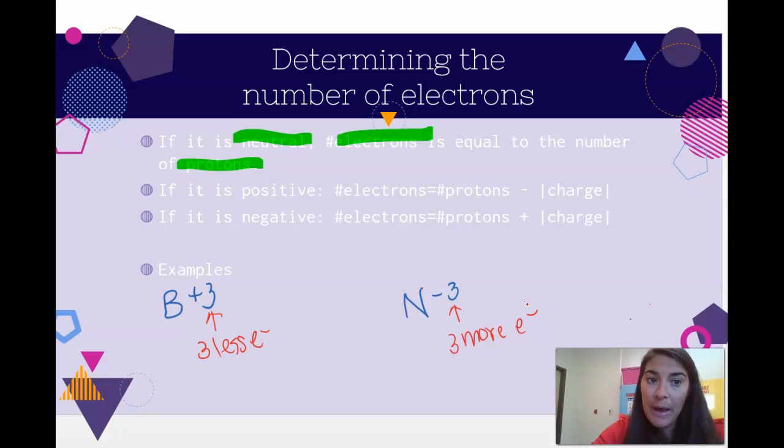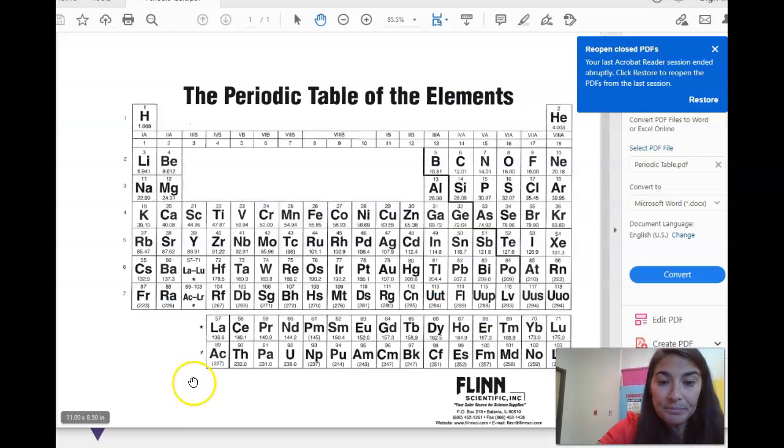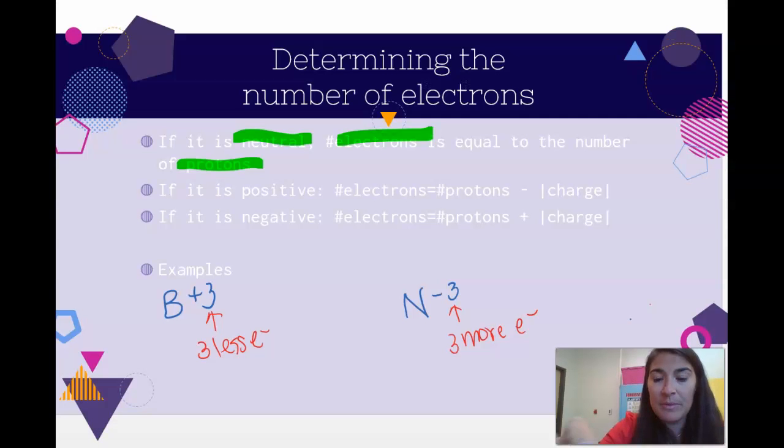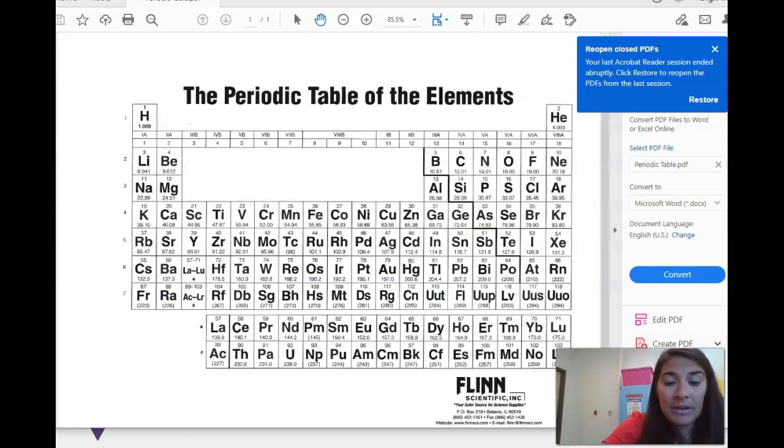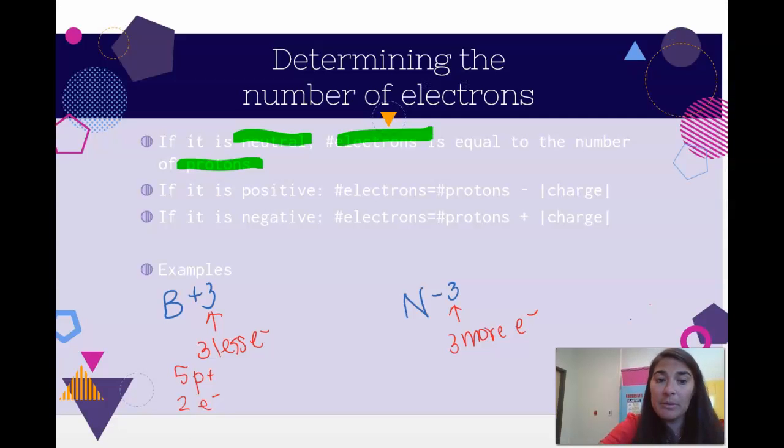So the way we think about that, right, boron is element number 5, which tells me that it has 5 protons. Because it has a +3 charge, that means there are 3 less electrons. So that tells me that there are 2 electrons in this example. Back to nitrogen. Nitrogen is element 7 on the periodic table. So that means that it has 7 protons. Because it has a -3 charge, then I know there are 3 more electrons, right? Because electrons are negatively charged. So if something has a negative charge, there's more negative stuff in there. So it becomes 10 electrons.